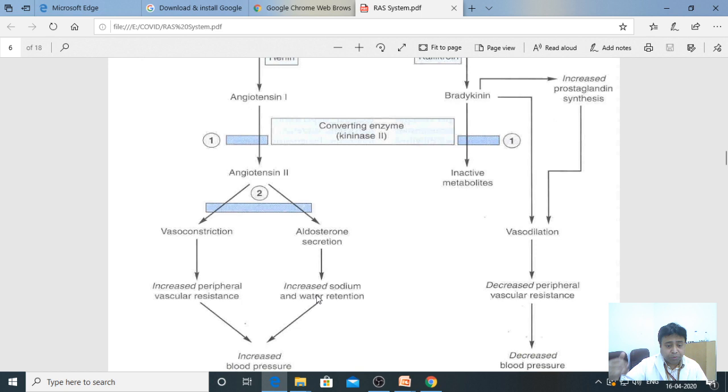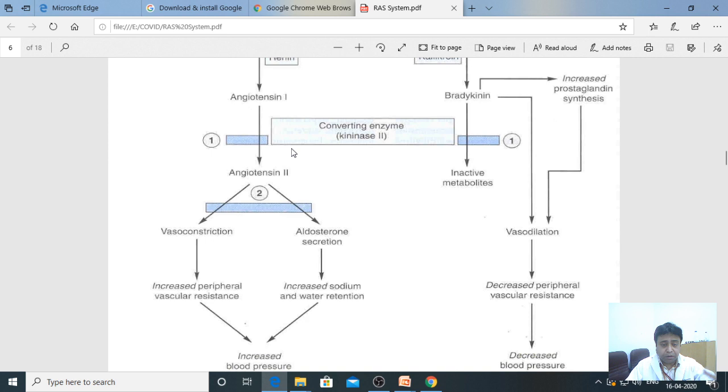So this angiotensin 2 can activate the aldosterone system, can cause sodium and water retention, and as a result of this, again the volume increases. So these are the two different fates of this angiotensin 2, which has been produced as a result of this pathway.